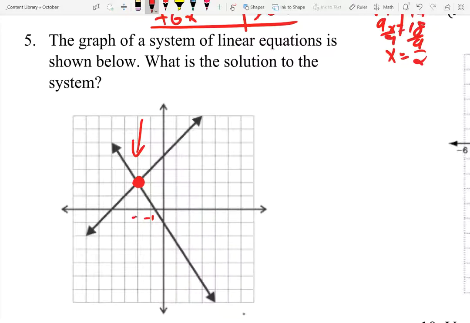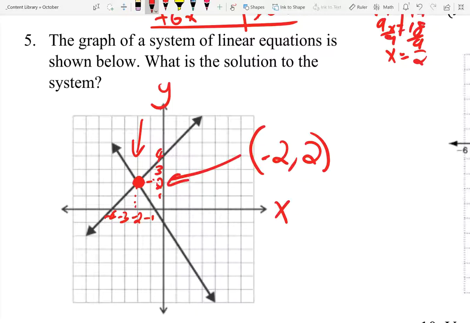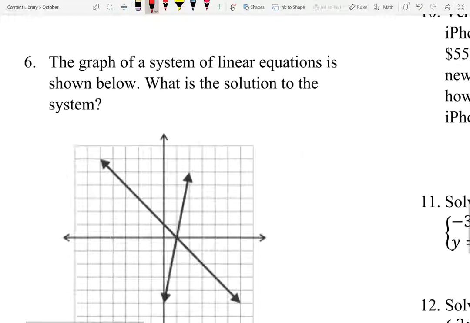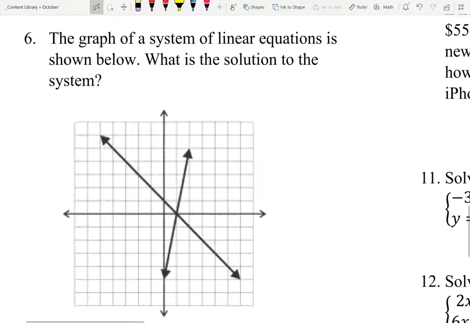So if I number this number line, it'll make a little more sense. But remember, this is my y-axis, this is my x-axis. So on the x-axis, it's at -2. And on the y-axis, it's at +2. So the ordered pair of where those lines cross is at that point, -2, +2. That's the answer.